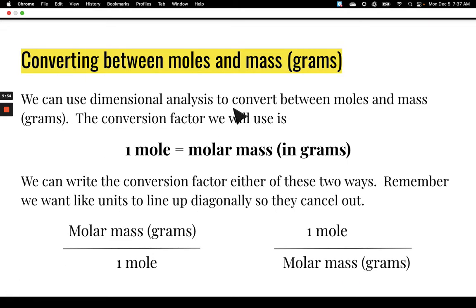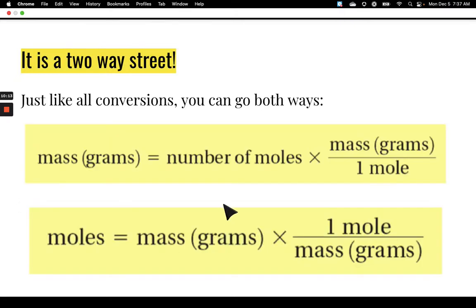All right, now let's convert between moles and mass. Again, you can use dimensional analysis. In this case, a mole is whatever the molar mass is in grams. Remember, 1 mole of water weighed 18 grams. So for water, it'd be 18 grams over 1 mole, or 1 mole over 18 grams. Again, we're going to cancel diagonally. So just like the conversions, you can go both ways.